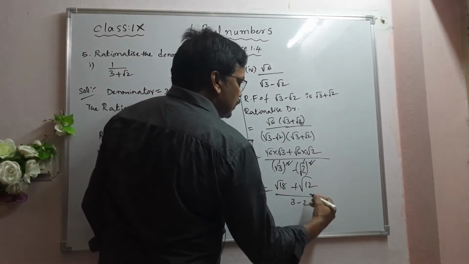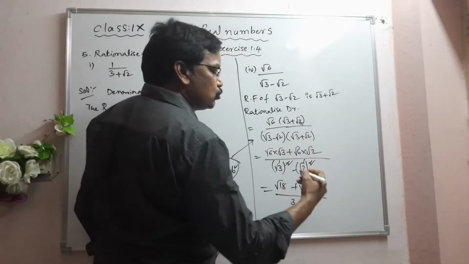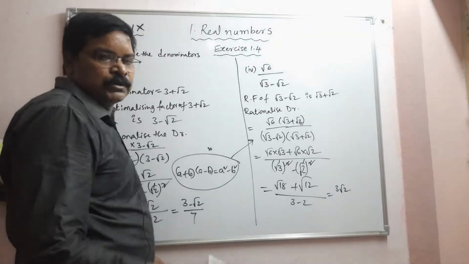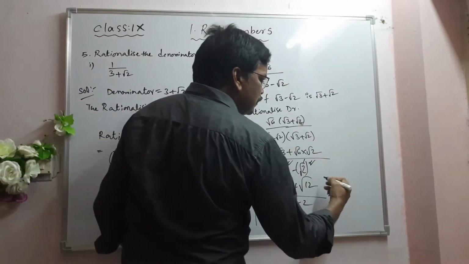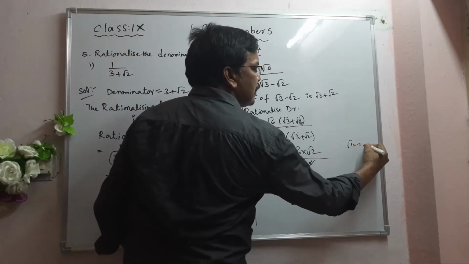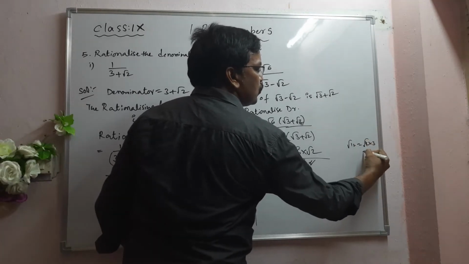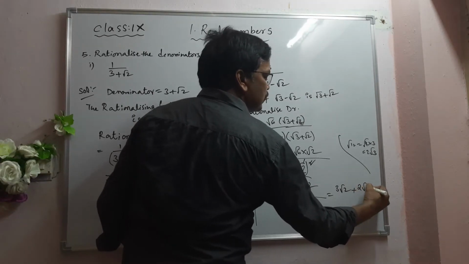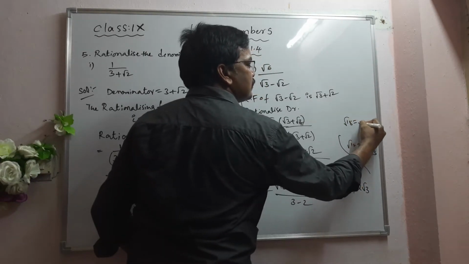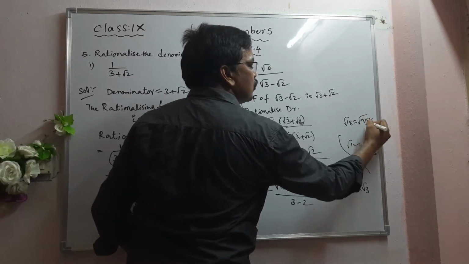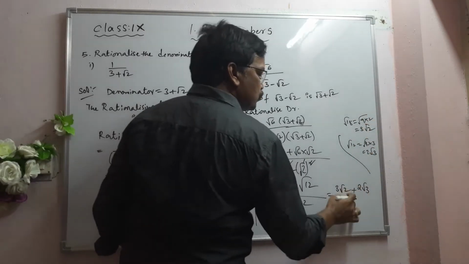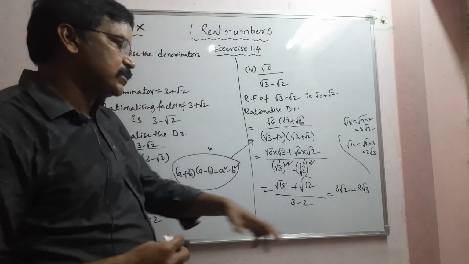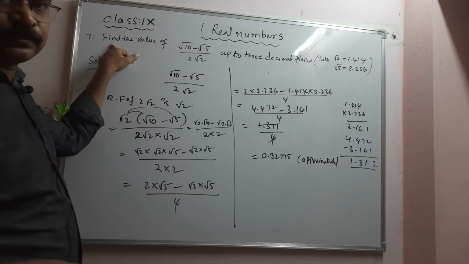So this root 18 can be written as 9 into 2. The square root of 9 is 3, so 3 root 2. Understand, children? Similarly, this root 12 can be written as 4 times 3. The square root of 4 is 2, so plus 2 root 3. Root 18 is 9 times 2, the square root of 9 is 3, so 3 root 2 by 3 minus 2, which is 1. So finally the answer is 3 root 2 plus 2 root 3.